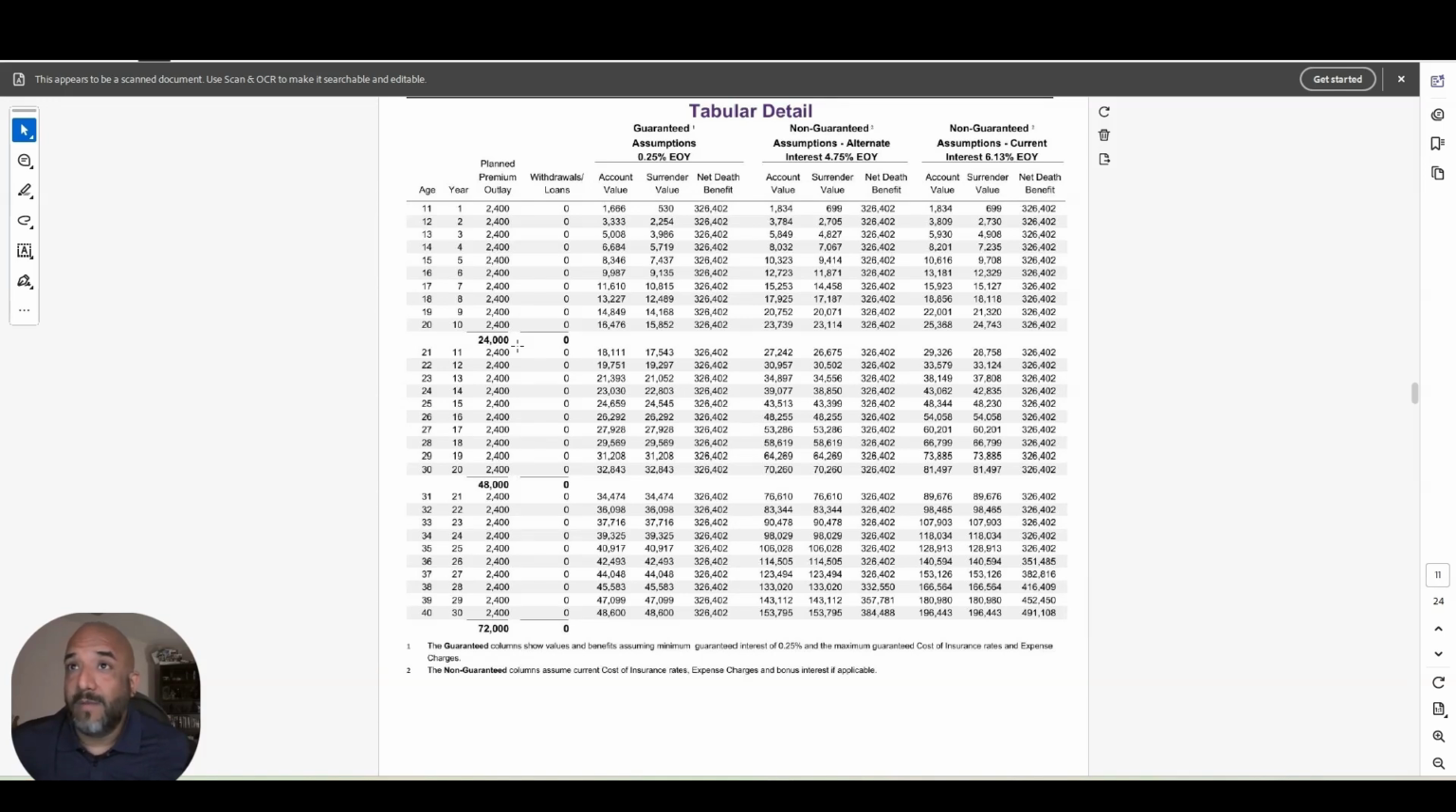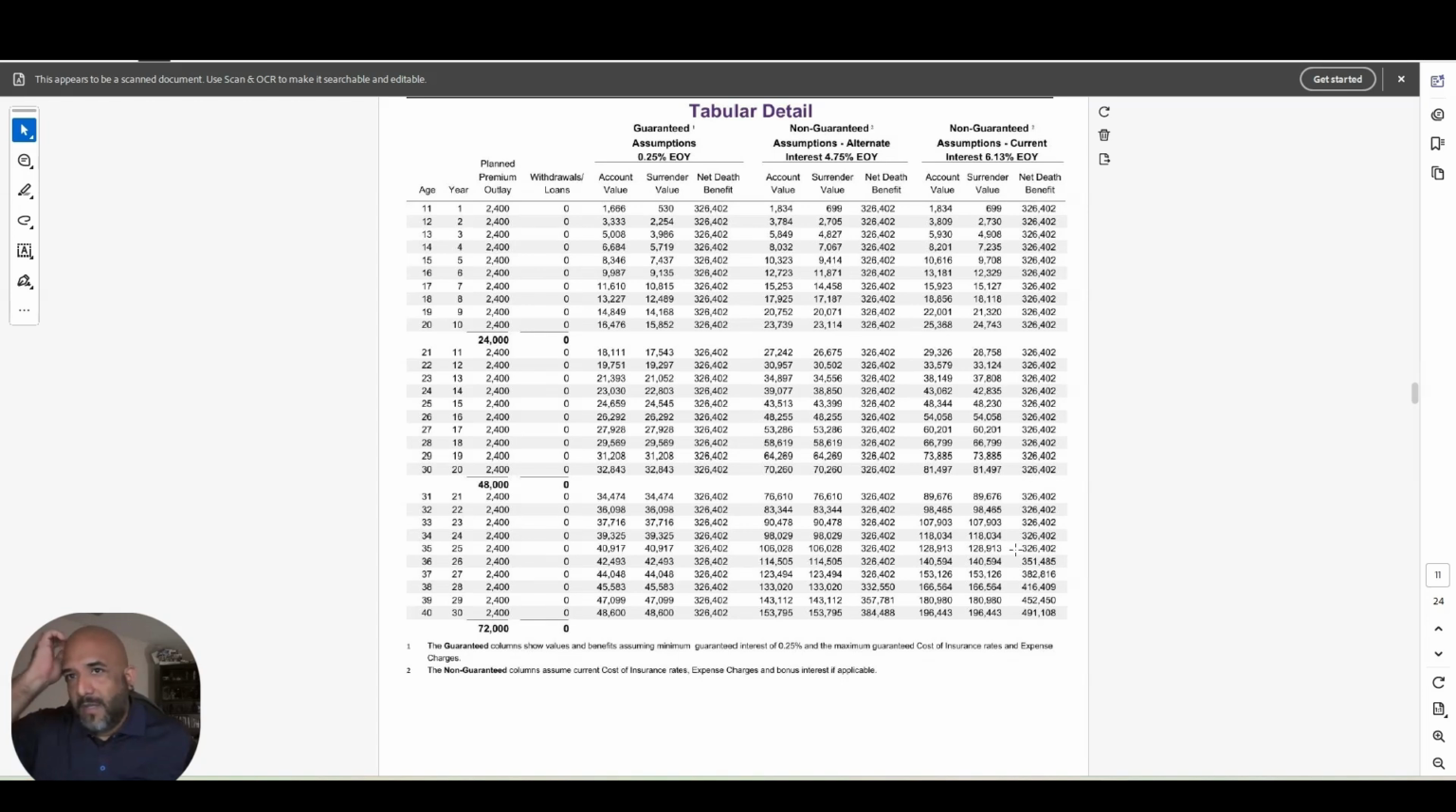And we can underfund it even more if we wanted to, but we want to keep it at the $200 level, at least right now. Now, 20 years from now, when she's 30 years old, we will have spent $48,000 on her policy, and look at how much money she will have accumulated by the age of 30, $81,497. She will still have a death benefit of $326,402.